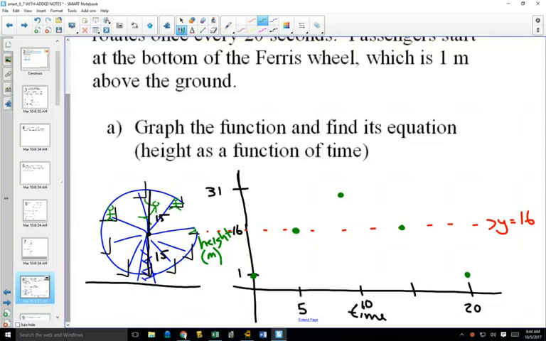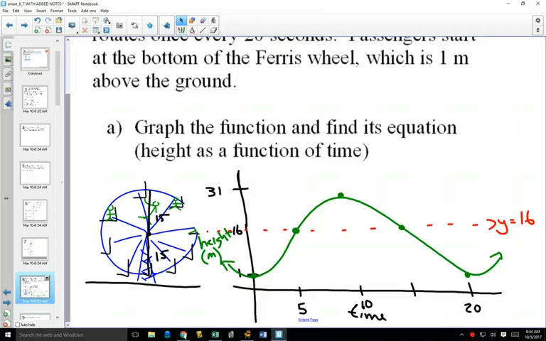So we get our main points, and once we have that, we can draw our sinusoidal curve through those points. Now we need to find an equation for this. This question doesn't specify which equation, so you have a choice.